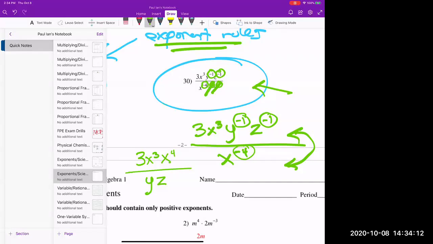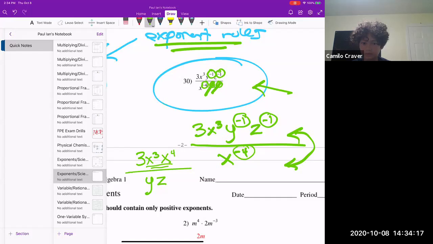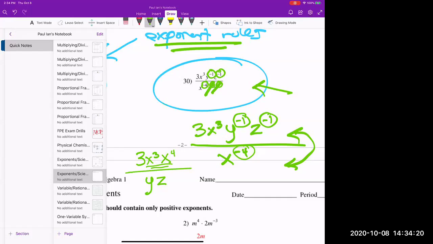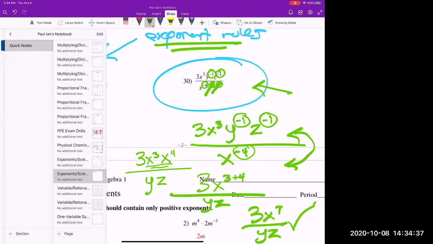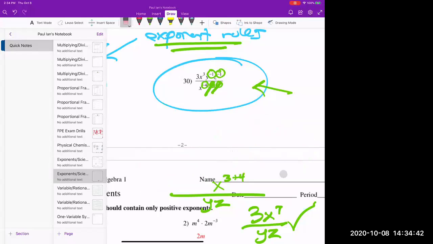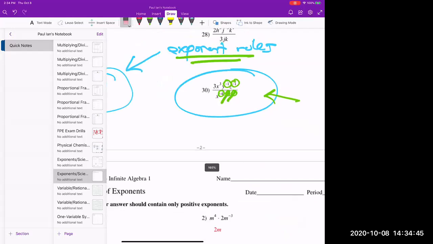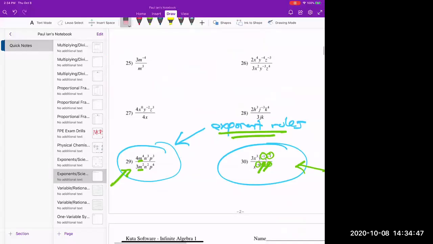So what do I do with these guys? They're being multiplied, so you add them. When they're being multiplied, you add them. When they're being divided, you subtract them. So x to the 3 plus 4, and then y z. So 3 plus 4 is 7. 3x to the 7 yz, and that's the one. For the ones with negative exponents, we'll do more practice of those.